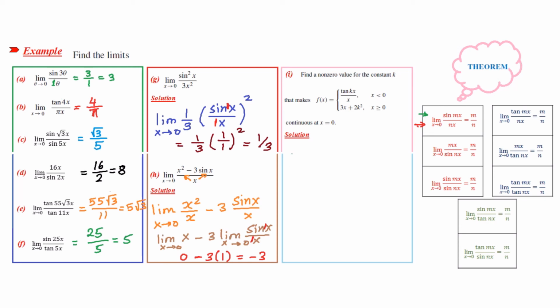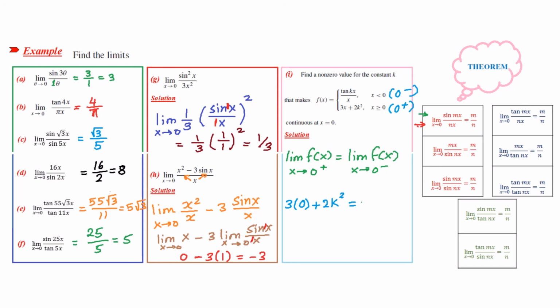So the limit of f of x when x goes to 0 from the right equals the limit of f of x when x goes to 0 from the left. And 0 from the right, as you know, means greater than 0, and 0 from the left means less than 0. So you have to replace x with 0 in the second function to find the limit to the right of 0. So we have 3 multiplied by 0 plus 2k squared equals the limit from the left.